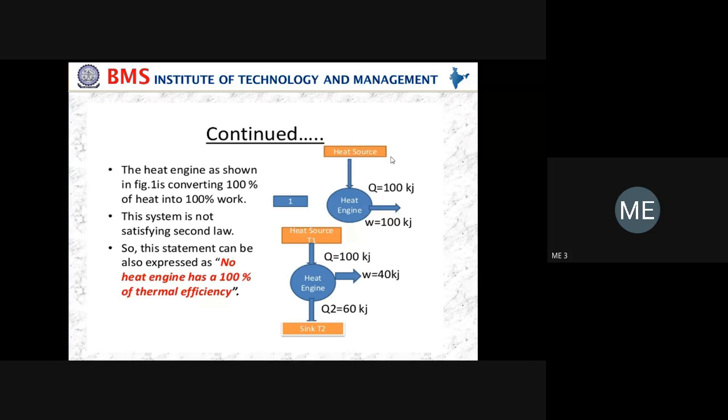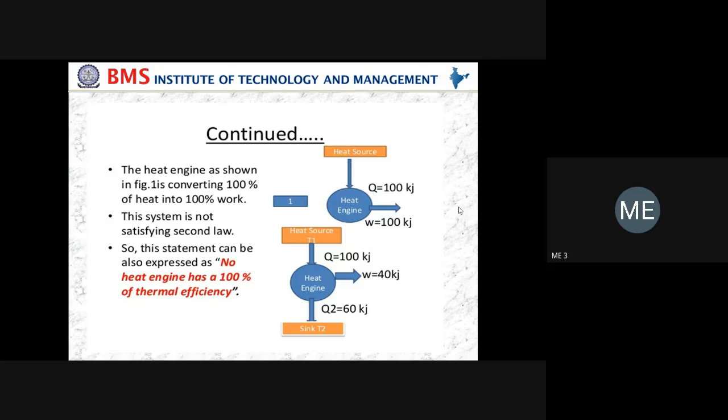Here we have only the heat source. The heat engine is there, but we don't have a sink. Whatever amount of heat is supplied, Q equals 100 kilojoules, the same amount of work is produced by the heat engine. Yesterday I said the efficiency of a heat engine is given by QH minus QL divided by QH. How much efficiency will we get here? There is no QL, so the efficiency of the engine is 100% or 1. It is not possible at all.